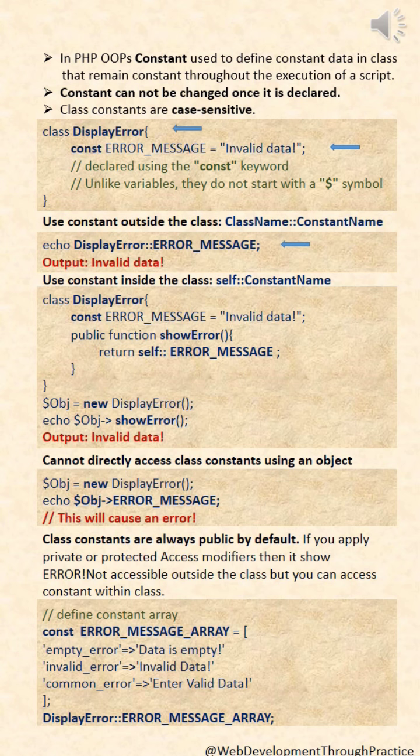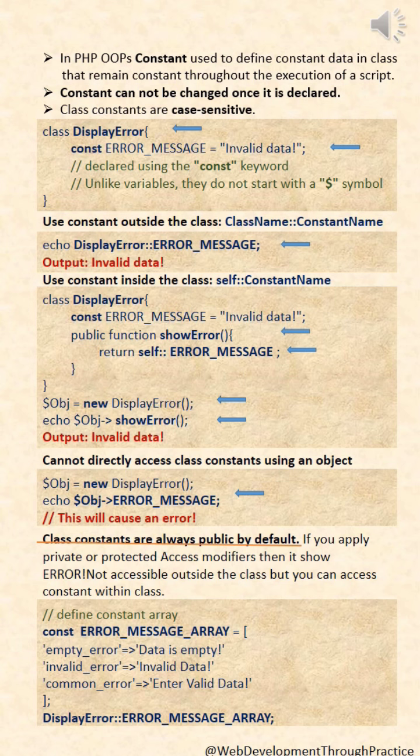If we want to access the error message constant inside the class, we declare a method called showError and access the error message constant within the displayError class using the self keyword followed by the double colon and the constant name error message. Then, we create an object of the class displayError and access the error message constant by using the showError method. It's important to note that we cannot directly access a constant by creating an object of the class, as this will result in an error.